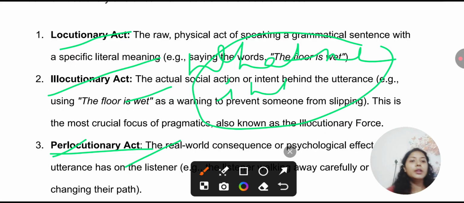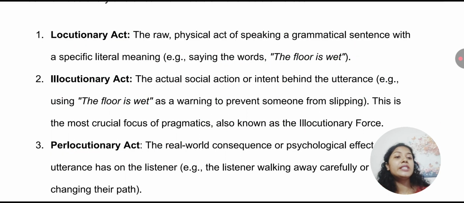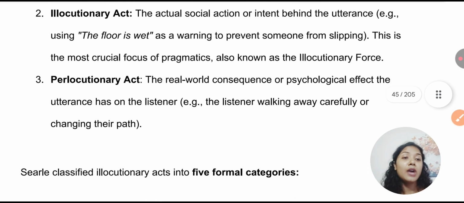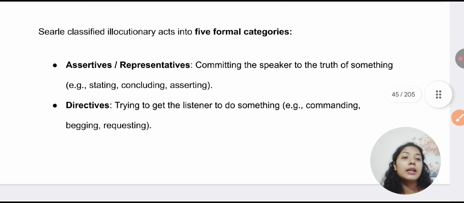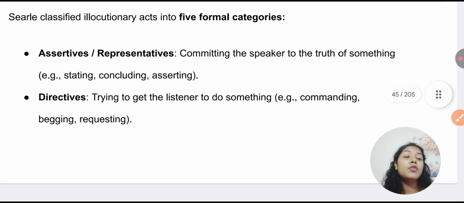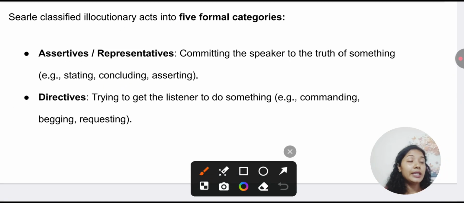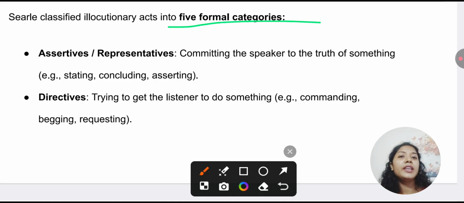Okay, so these are the three distinctive features of speech act theory by J.L. Austin. Now, these acts were categorized into five formal categories by John Searle. How did he expand these? He expanded the illocutionary, the second one. Remember, not the locutionary or the perlocutionary, but the second one, the illocutionary, the intention, and how it can be in different ways. So the first one is assertive, or representative.